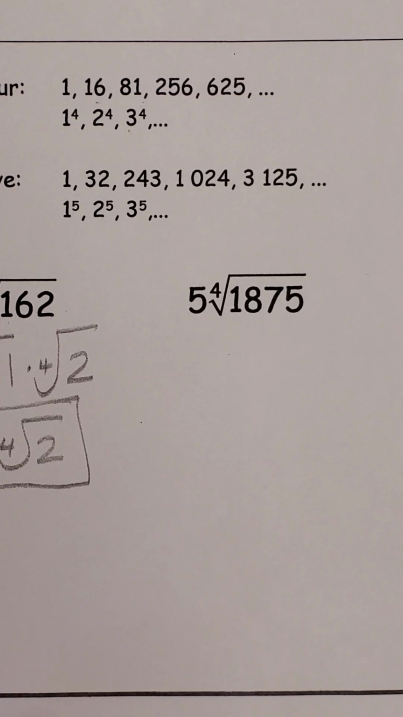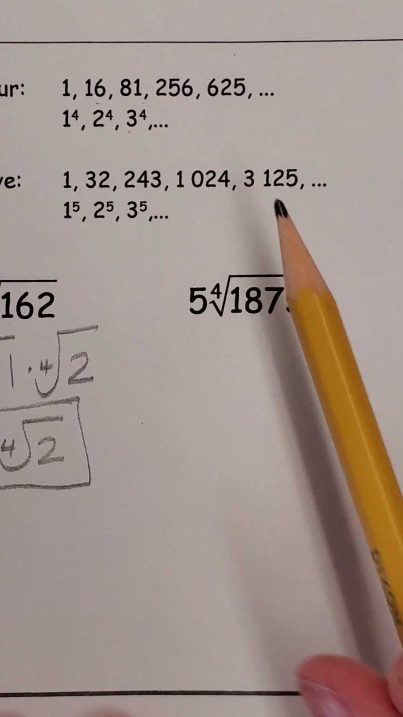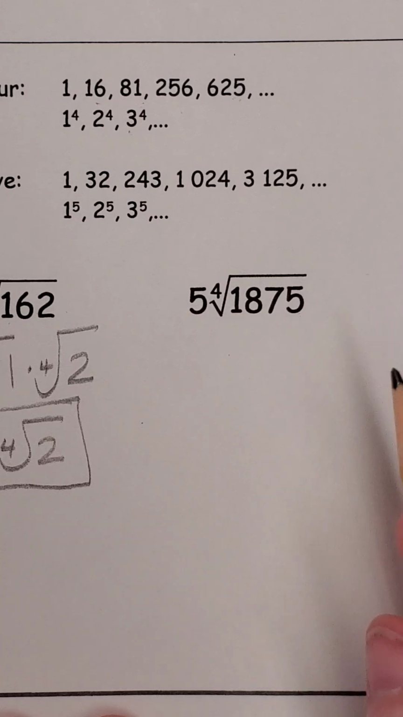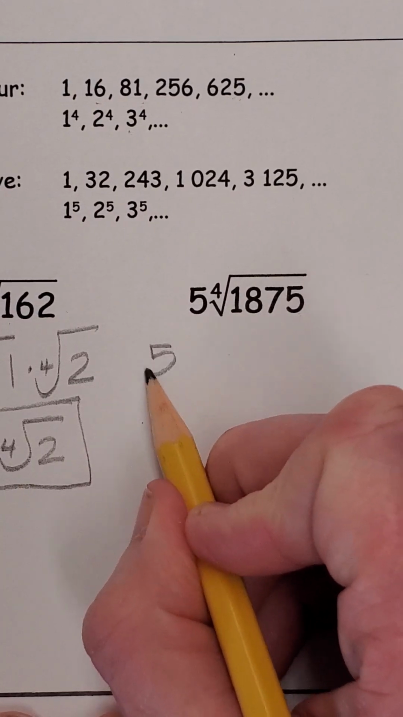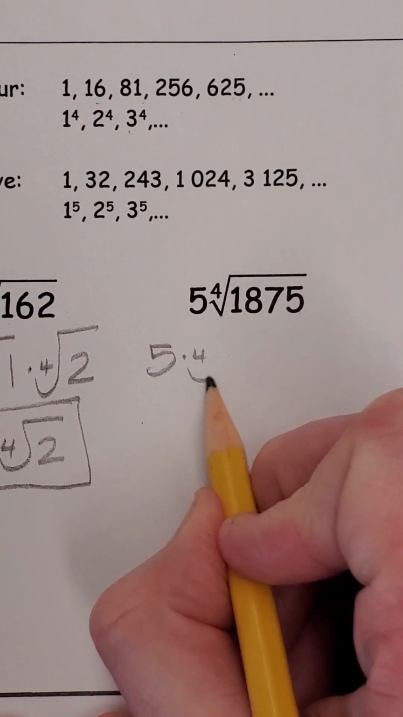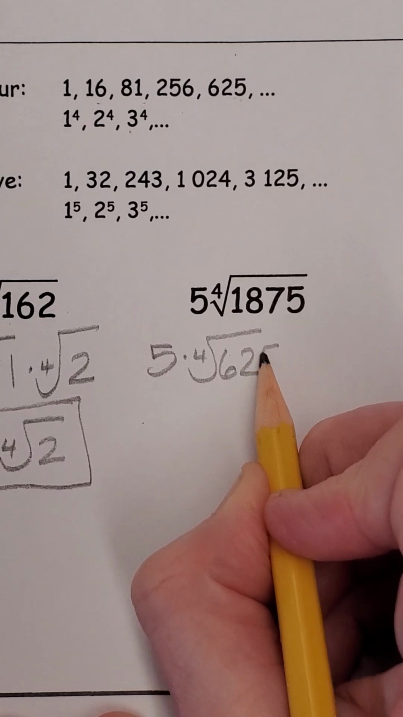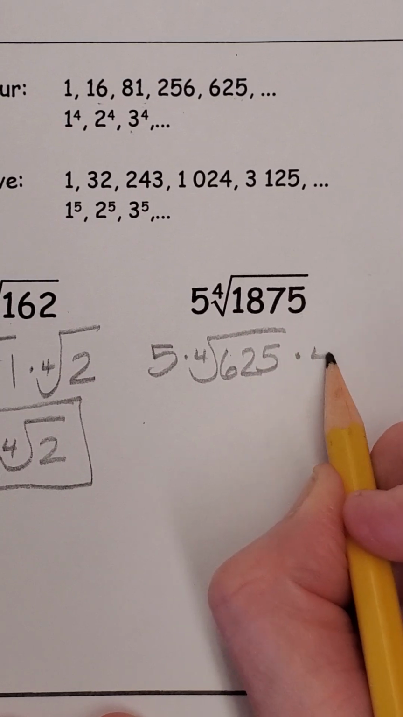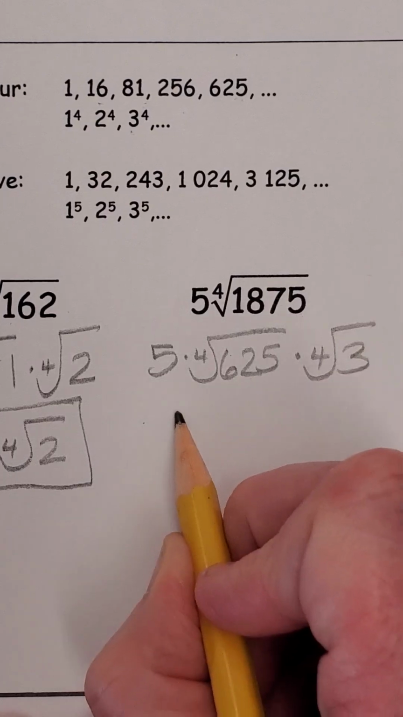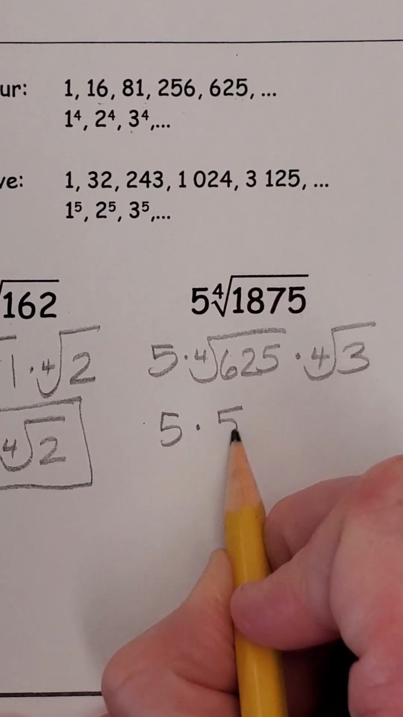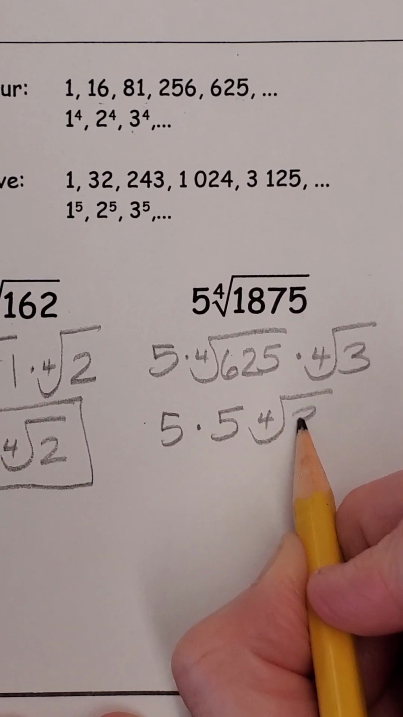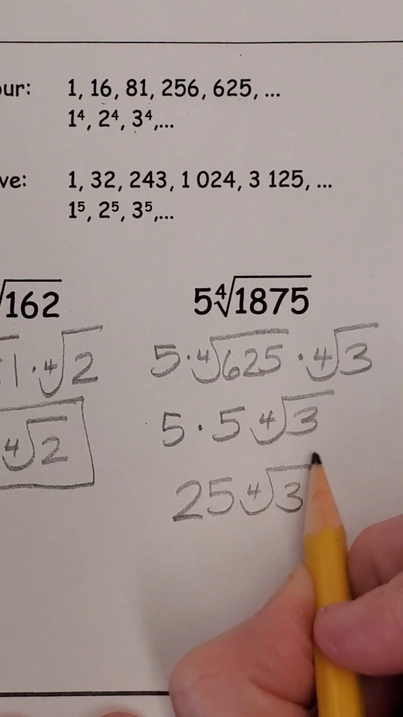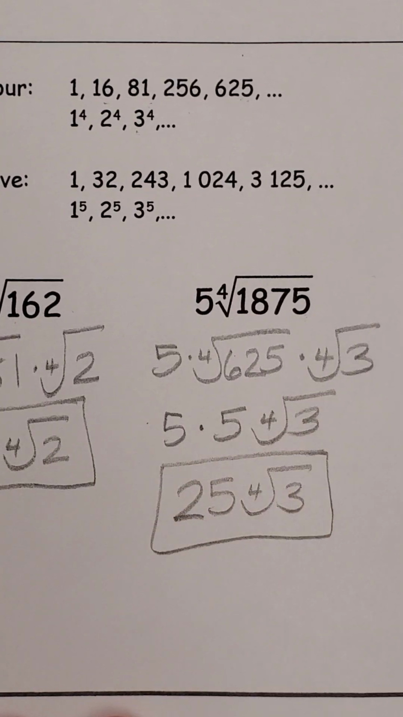Okay, moving on here. A little hint: ends in a 5, ends in a 5, and that is the one that works. 5 times the 4th root of 625. Always make sure that the radical extends over the entirety of your number. 5 times 5, 4th root of 3, and then we have 25, 4th root of 3.